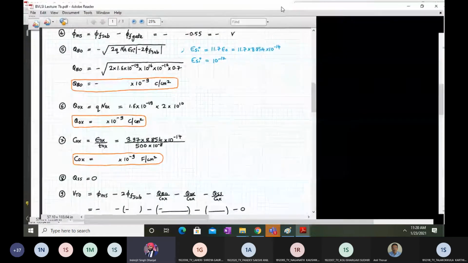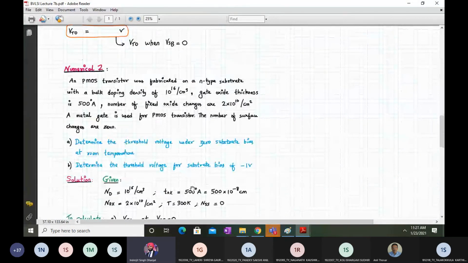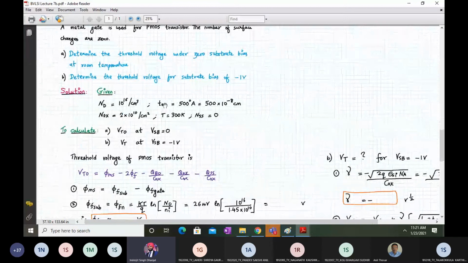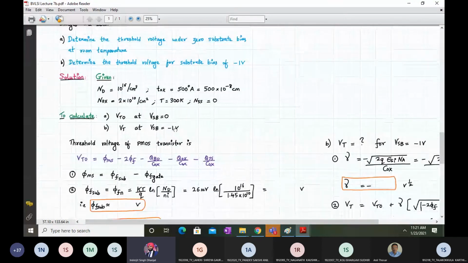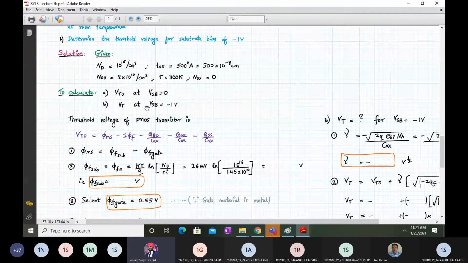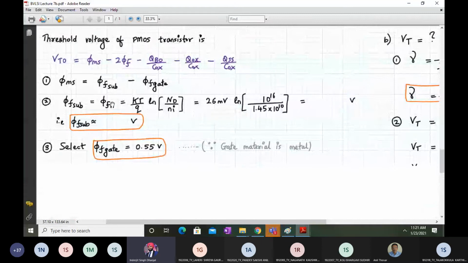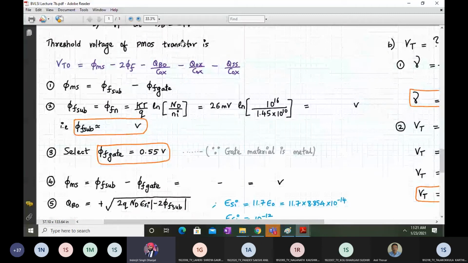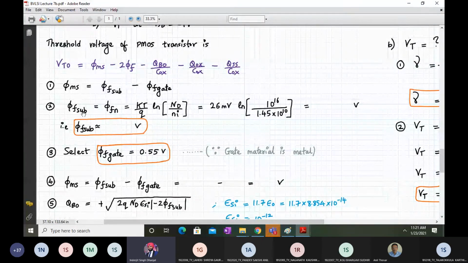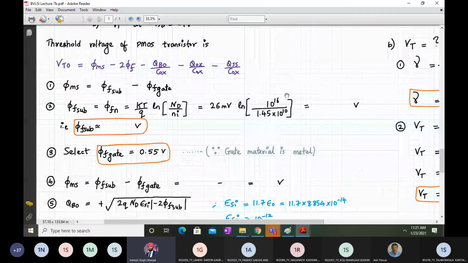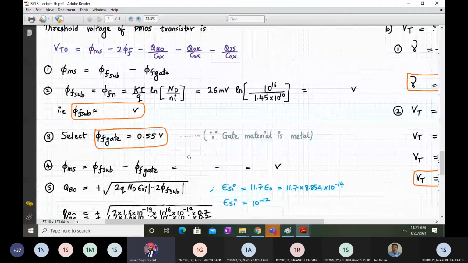Now I just want to turn your attention: if you have a similar numerical, same values, but a PMOS transistor fabricated on an N-type substrate, I will tell you the differences. Instead of Na, you will have Nd. Here we have to calculate Vt for VSB equal to -1. What will change? For a PMOS transistor, your phi f substrate will be phi f n. So your formula will change, and your value will be plus 0.35. It is the same value, same numbers, but it will be plus. Phi f gate will be the same.